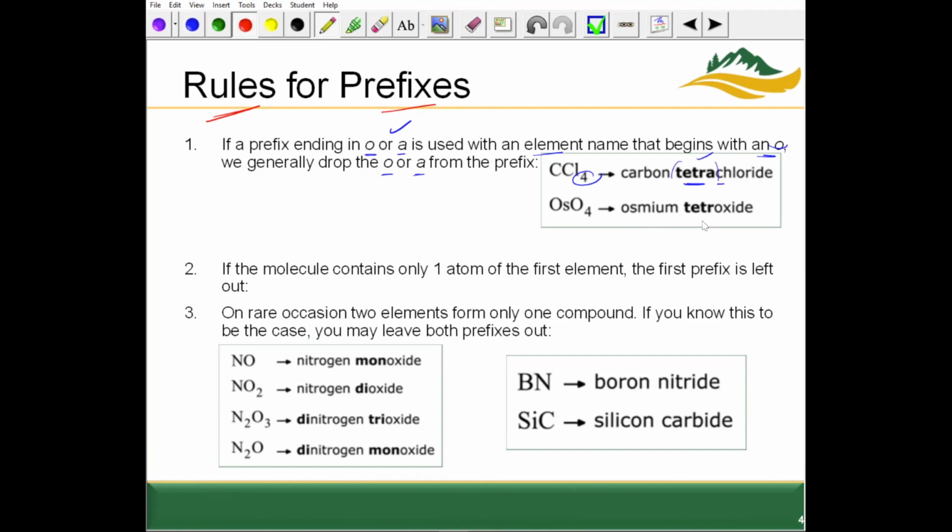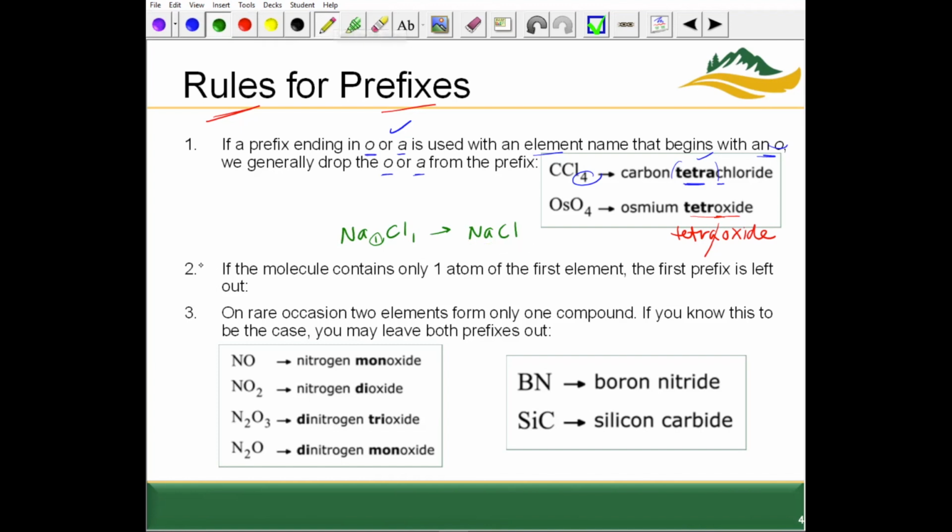Whereas for osmium tetroxide, notice we don't write it like this. So we don't say tetraoxide, we drop that A from the prefix because this element begins with a vowel. So drop that A, tetroxide. As we talked about previously, this 1 is implied in that formula, so we never include that. So we just would say NaCl, but we know there's 1 Na and 1 Cl.